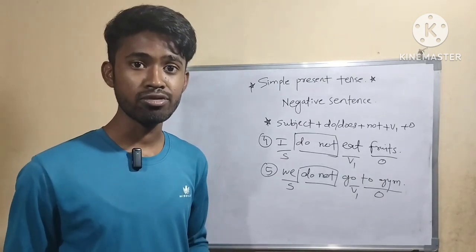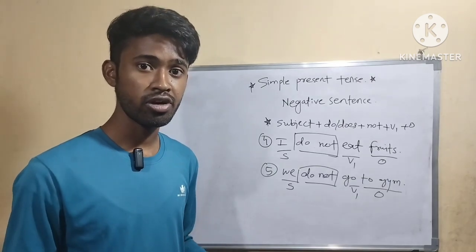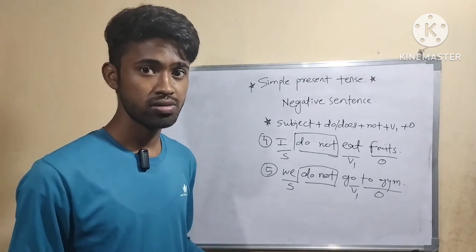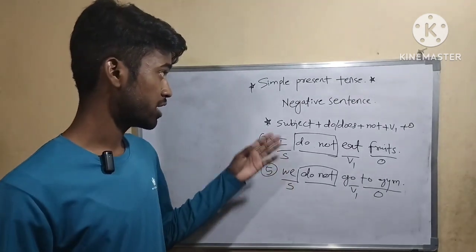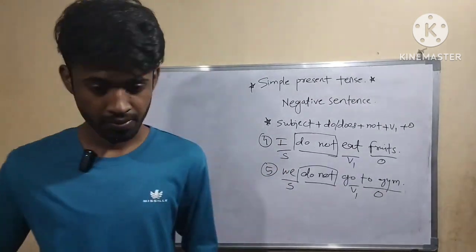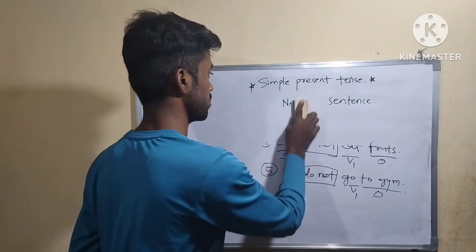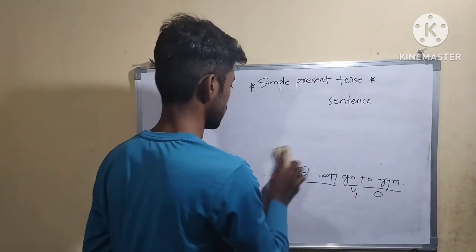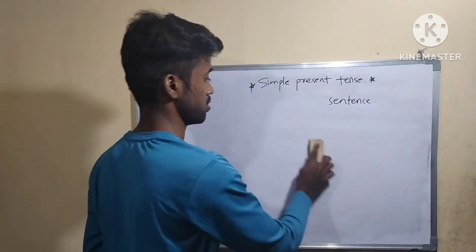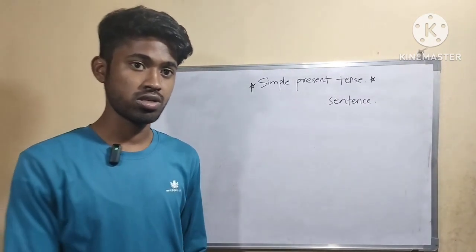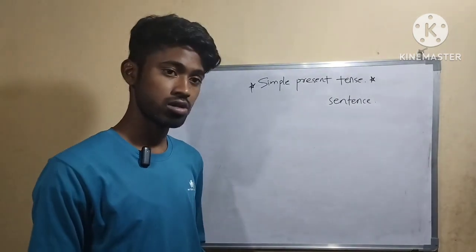In that we have two types. First one is verbal interrogative sentence and second one is WH interrogative sentence. Now let's see the interrogative sentence. You can say interrogative or you can say question. So both are the same.